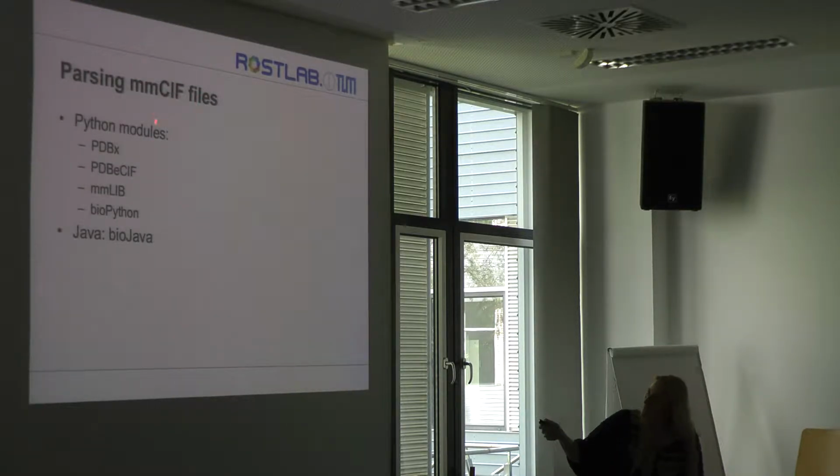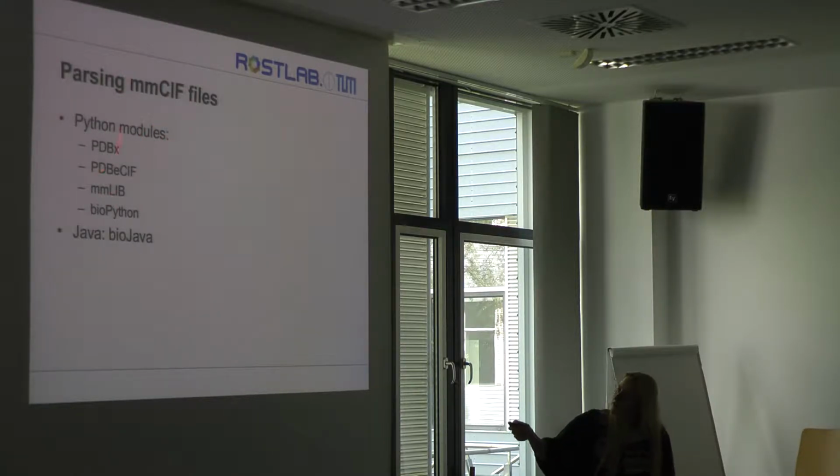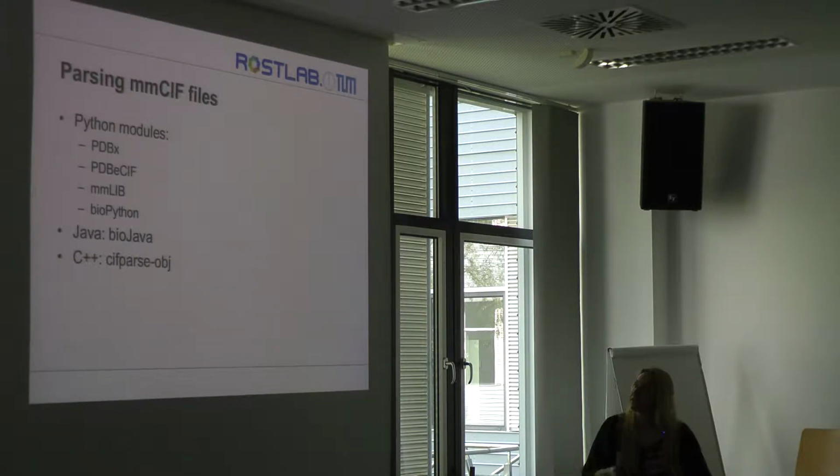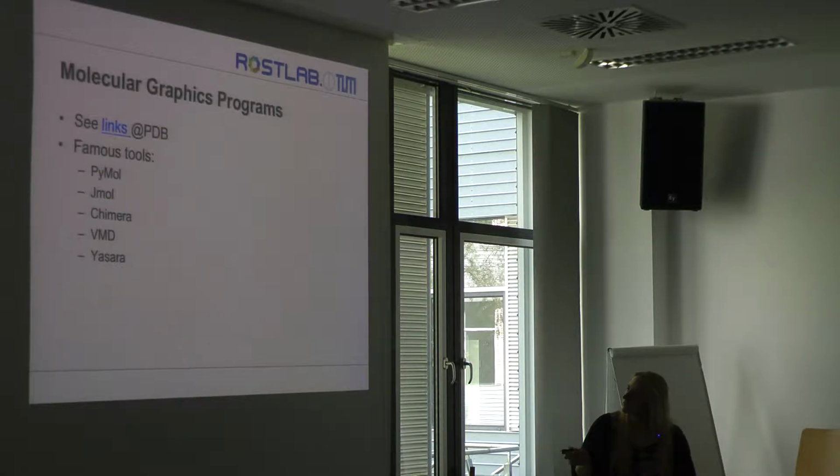For parsing mmCIF files, there are a number of Python modules. There's also BioJava, and it's always a good idea if you want to start writing a parser or using a parser for mmCIF to start at the PDB site, because they provide parsers. They maintain the parser for their mmCIF because they use it anyway, so it's always kept up to date because they use it themselves. So I would recommend going to their site and then using one of the parsers they recommend.